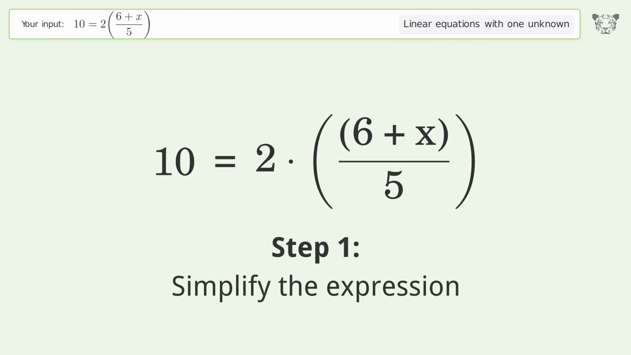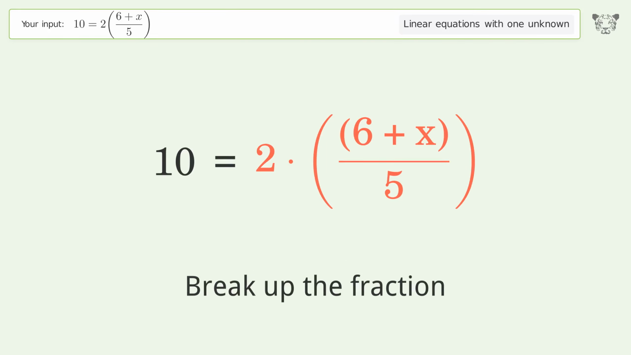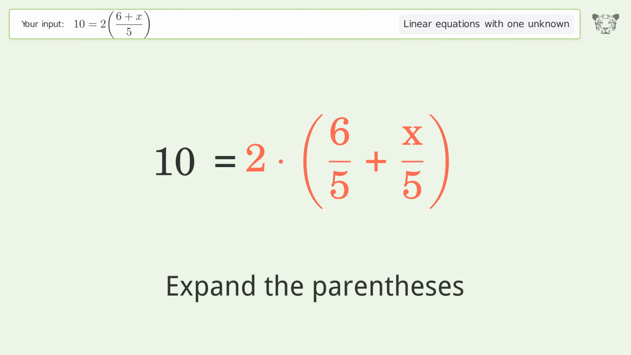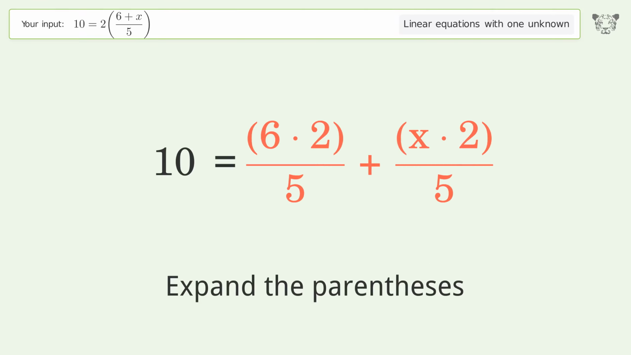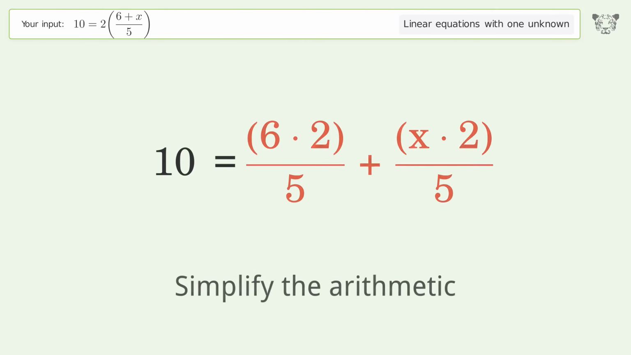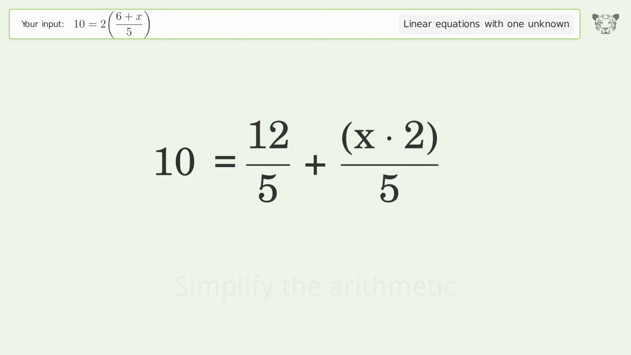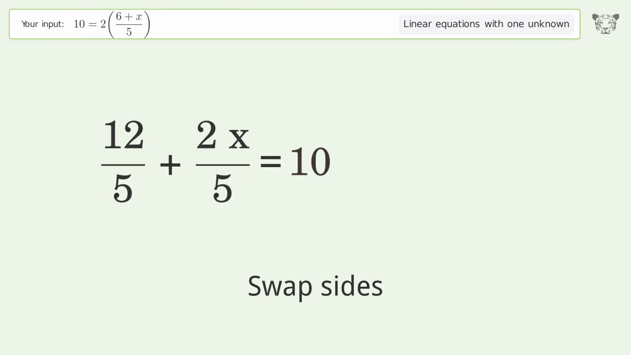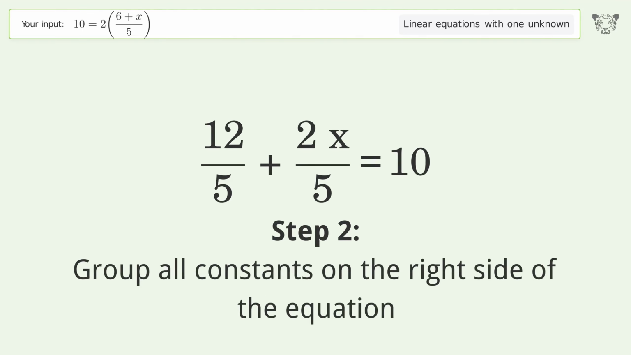Simplify the expression. Break up the fraction. Expand the parentheses. Simplify the arithmetic. Swap sides. Group all constants on the right side of the equation.